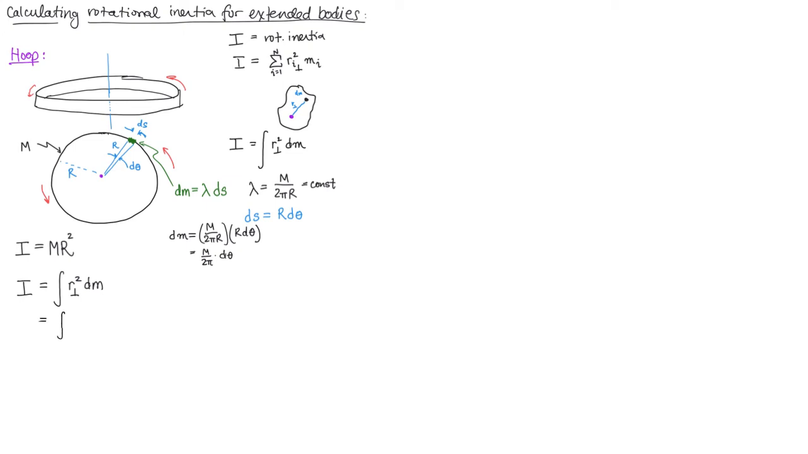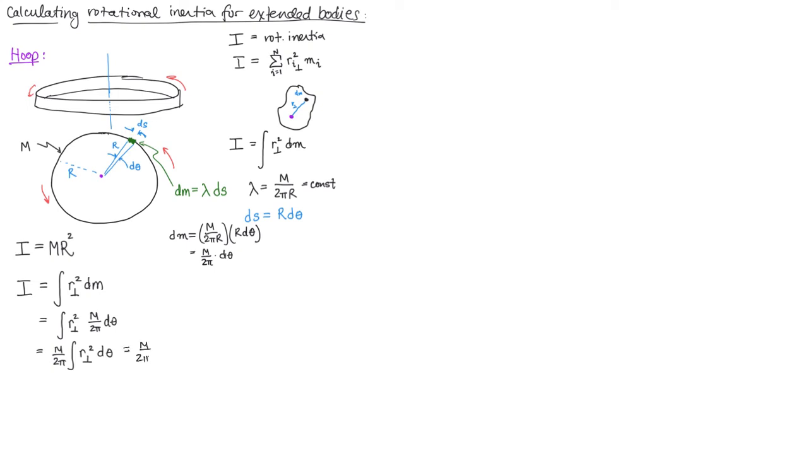We have the integral of r perpendicular squared, which we'll leave alone for now. And then instead of dm, we can write M over 2 pi d theta. The M and 2 pi are constants, so we factor those out. What is this r perpendicular? Well, that's the perpendicular distance from our mass element of interest to the center, the axis of rotation. So it's the perpendicular distance from here to the rotation axis. Well, that is just capital R, which is a constant.